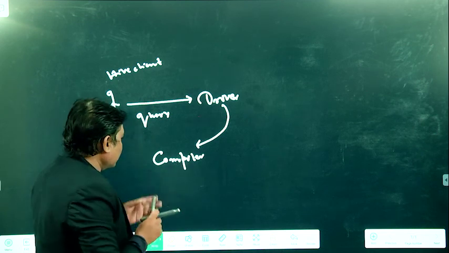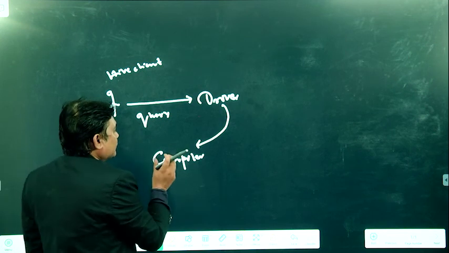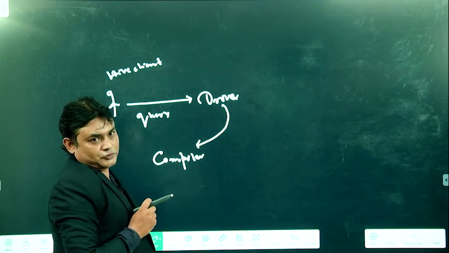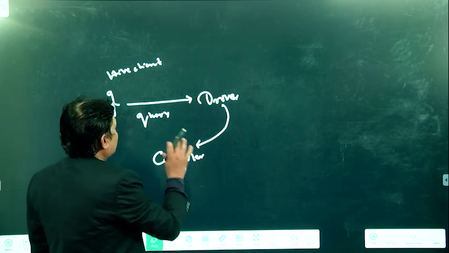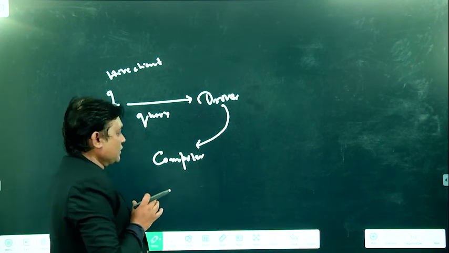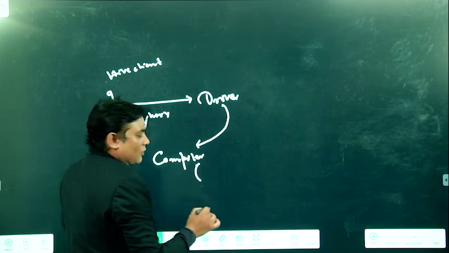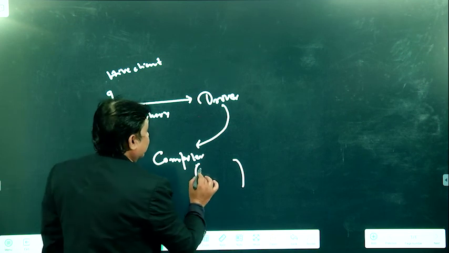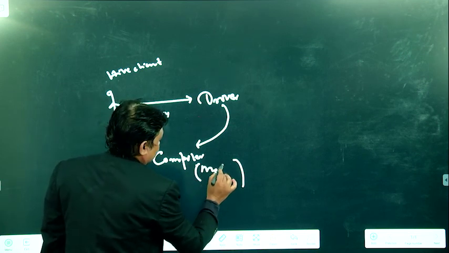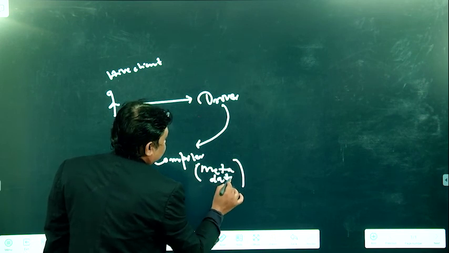Now, how is the compiler going to parse the query? Because the compiler should get some data, some information, in order to parse this query. So here, the compiler needs a data which is called metadata.